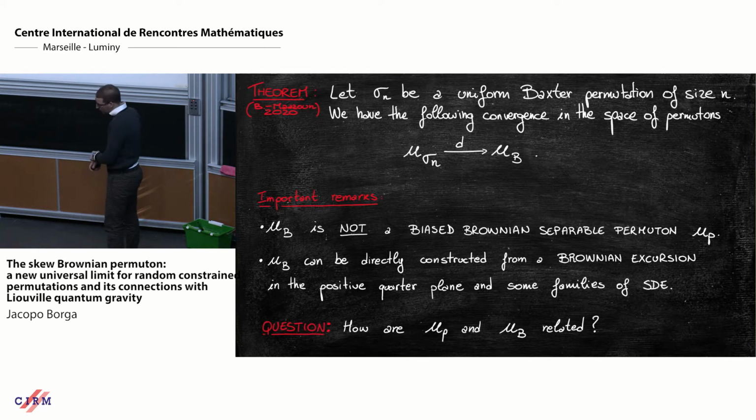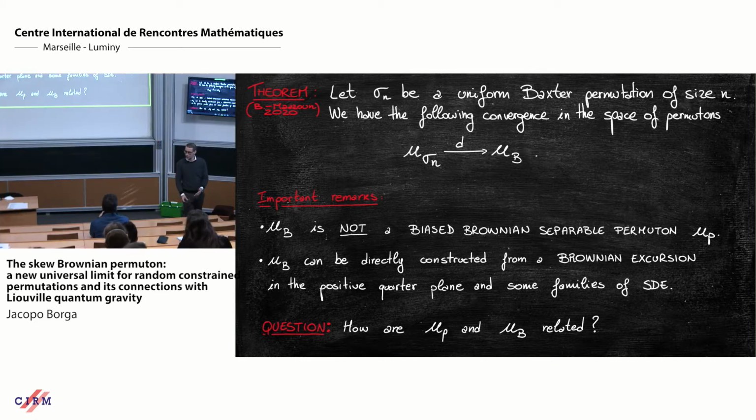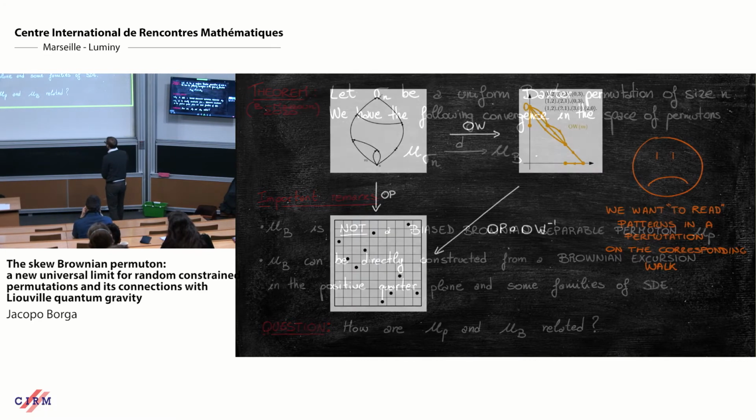So once we had this result, one natural question was, okay, we have two objects. They are not the same, but are they connected? Is there a way to go from one to the other? Or can we find a common construction of all of them?